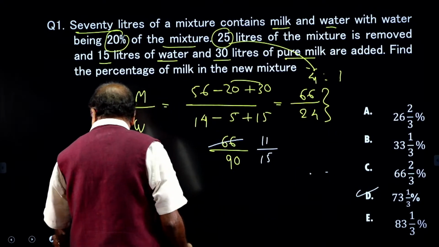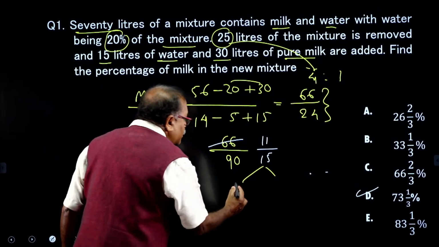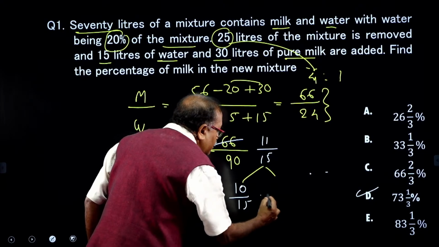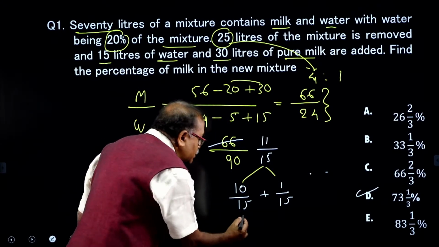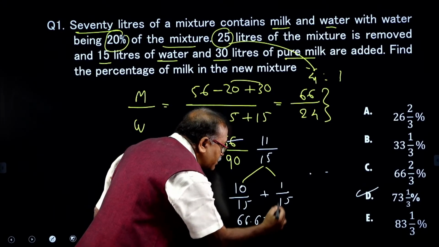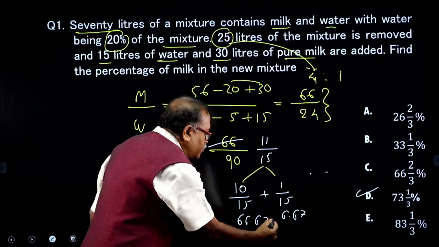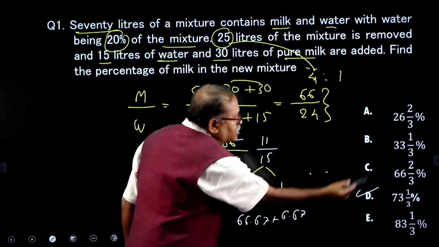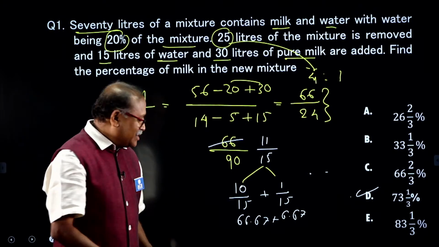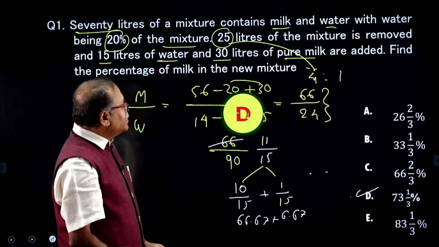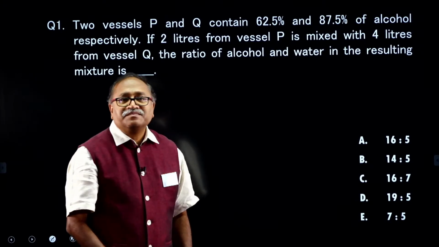Let me show you this one once again. I will look at these numbers as 10 by 15 plus 1 by 15, and we know 10 by 15 is 2 by 3, which is 66.67, and 1 by 15 is 6.67. So, when you are adding this, 73 and 1 by 3, only one option is there, go for that. The next question on your board is this. Look at option D.